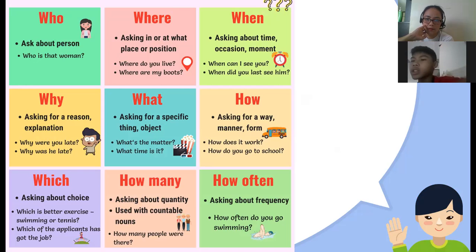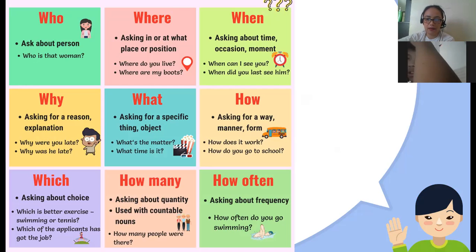Which is better, science? No, baby, which means asking. You're going also to read the question, the meaning of which, the meaning of why, the meaning of how many. That's just the example sentence so that you know how you are going to use it. Okay, let's start with the why. What is why? Why were you late? Why is asking for a reason, explanation. You're going to read that also, baby.